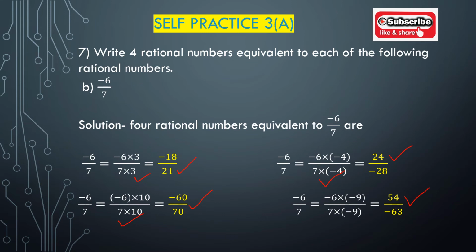So 4 rational numbers equivalent to the rational number minus 6 divided by 7 are minus 18 divided by 21, 24 divided by minus 28, minus 60 divided by 70 and 54 divided by minus 63.